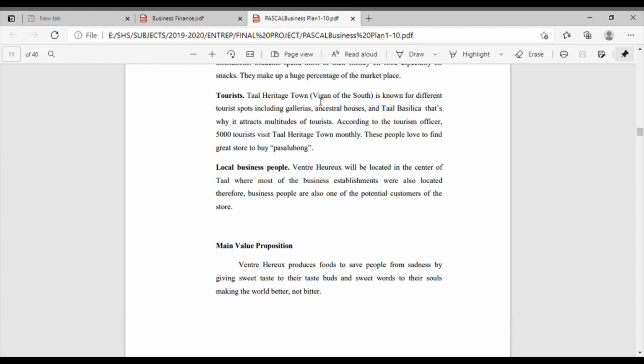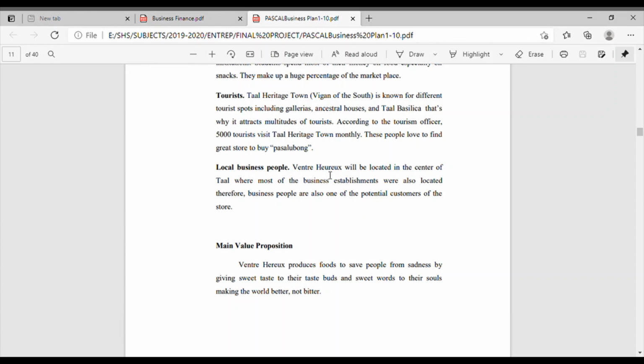Tourists: Taal Heritage Town, Vigan of the South, is known for different tourist spots including Galleria's Ancestral House and Taal Basilica. That's why it attracts a multitude of tourists. According to the tourism officer, 5,000 tourists visit Taal Heritage Town monthly. These people love to find great stores to buy pasalubong.